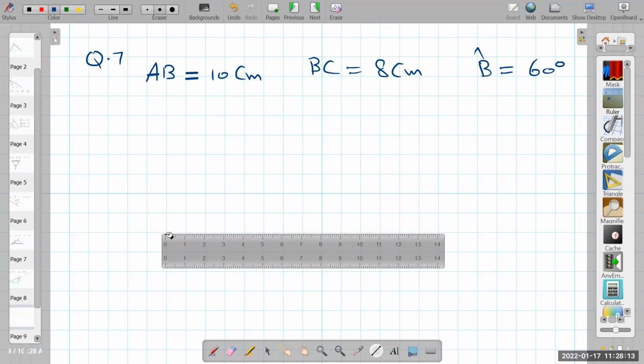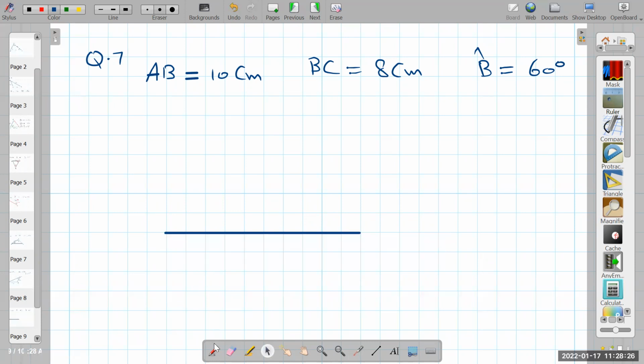How many centimeters? 10. This is a 10 centimeter line, correct? Yes. And this is A, and this is B. After that C will be, let me complete.